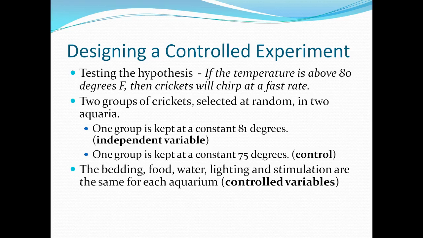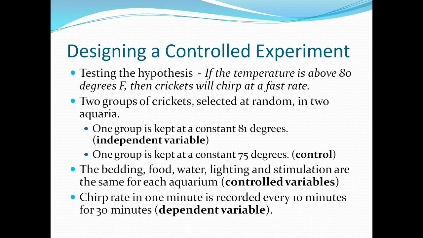The bedding, the food, the water, the lighting, any kind of stimulation like noise in the room will be the same for each aquarium. So these are our constants or controlled variables. From that, then we will measure the chirp rate in 1 minute. We'll do this every 10 minutes for 30 minutes. So our chirp rate per minute is considered the dependent variable.